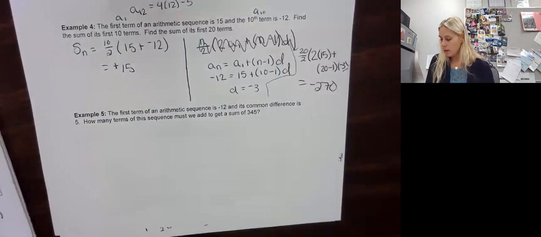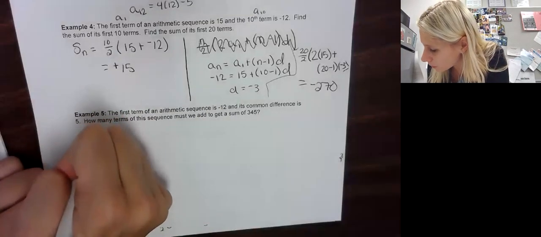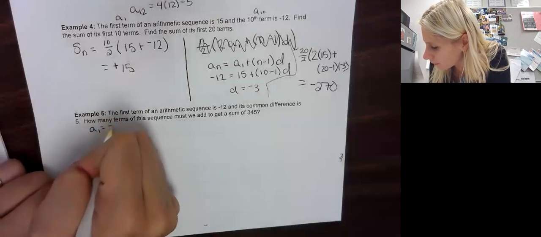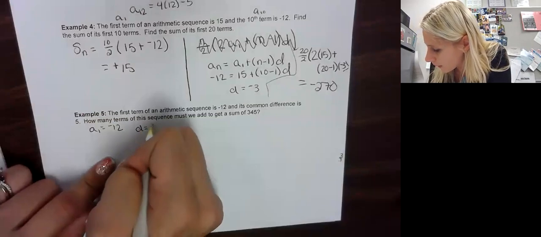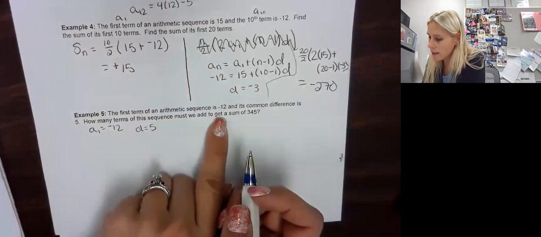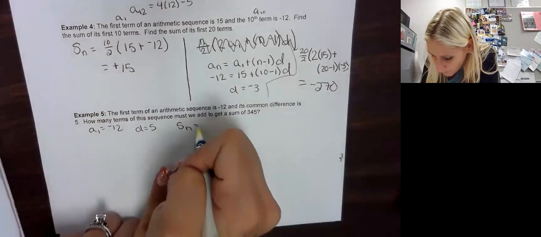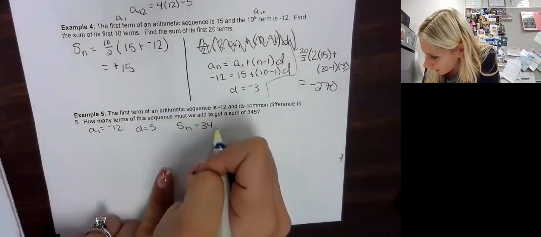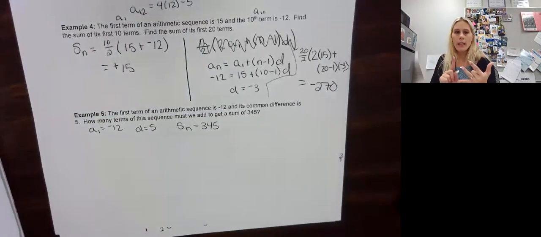All right, let's see what they're going to throw at us now. The first term of an arithmetic sequence is negative 12. So a subscript 1 equals negative 12. The common difference, so d equals 5. How many terms of the sequence must we add to get a sum? So the S subscript n is 345. So guys, what do we have here? We have a d, an a subscript 1, and an S subscript n.